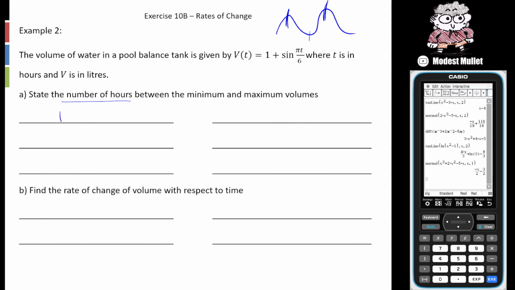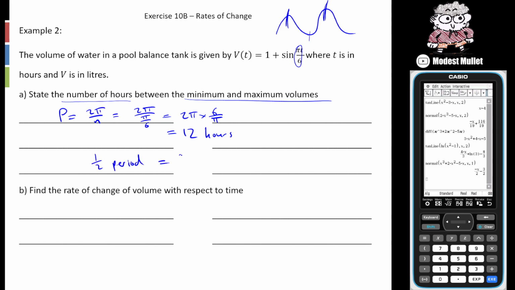So what we could do instead is just recognize that the period is 2 pi on n, and n in our case is pi on 6, so we get 2 pi divided by pi on 6, which is equal to 2 pi times by 6 on pi, which is just going to give us 12. So that's our period, 12 hours from peak to peak. So the number of hours between max and min volumes is just going to be half the period. So half period is equal to 6 hours, which is equal to time as required.